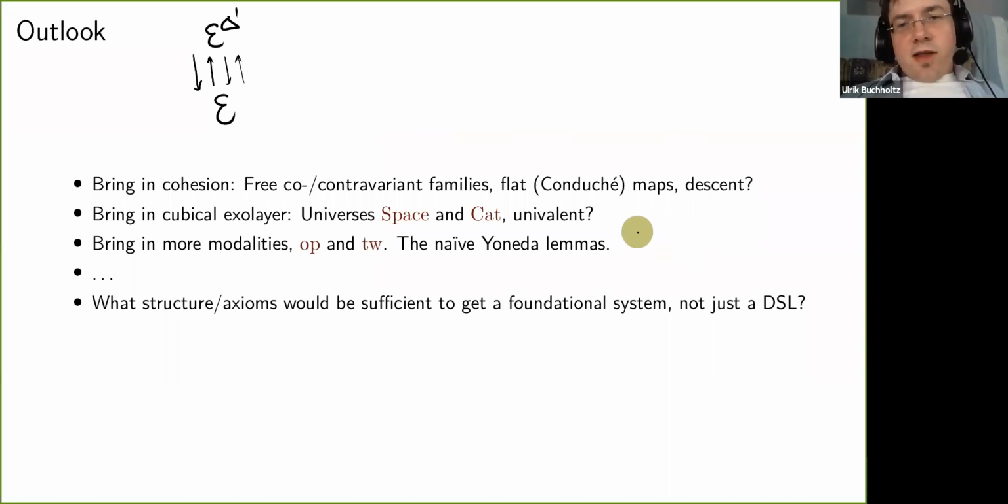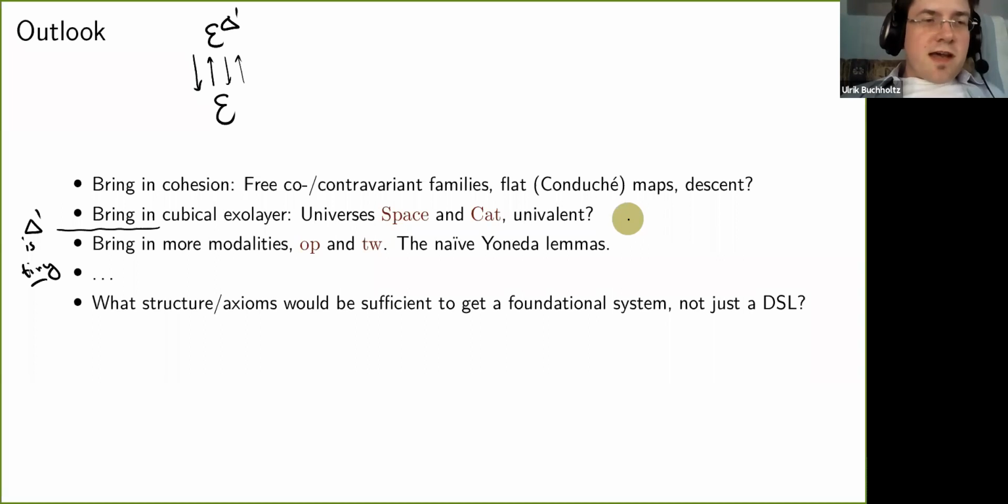And the next level up would be to define the universes using a cubical exo layer, where delta 1 is tiny. And that's what you need to define these universes. And then we hope we can prove that they're univalent without adding new constructions, just using higher inductive types. And that's where the directed encode-decode lemma would come in.